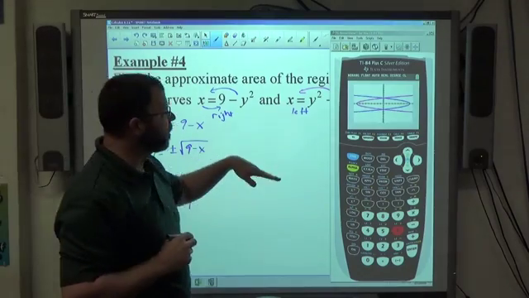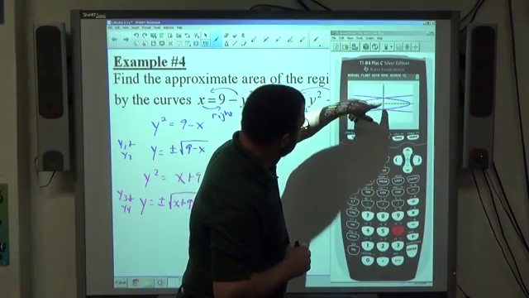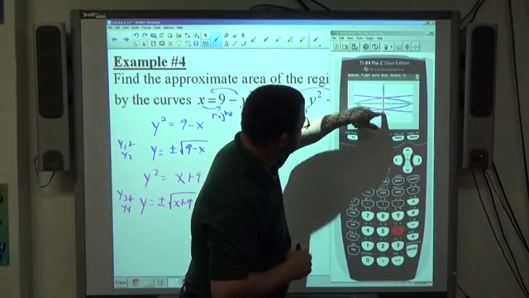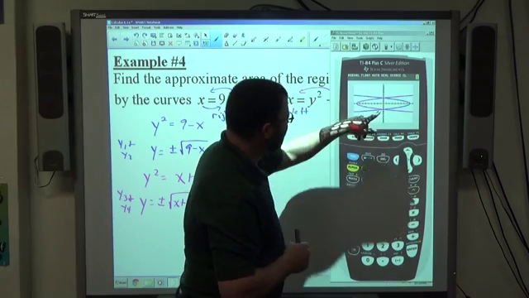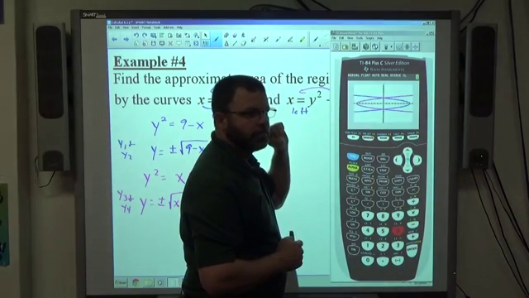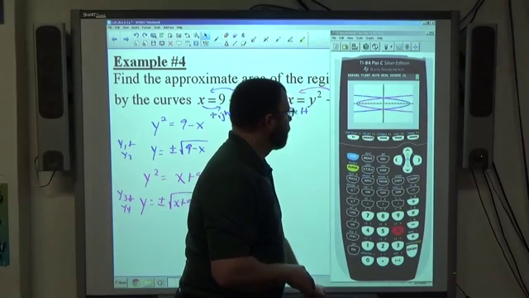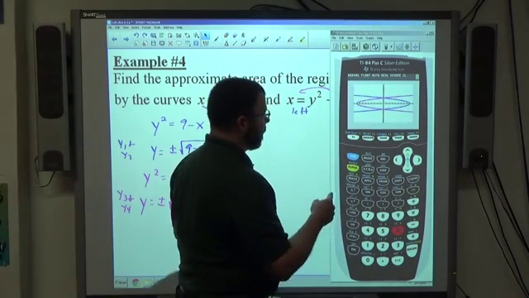What I need to know is the points of intersection. Where the region starts and where it ends. So it starts here, ends there. It looks like -3 and +3. Okay. But if we wanted to verify that, if I just did a calc intersect.